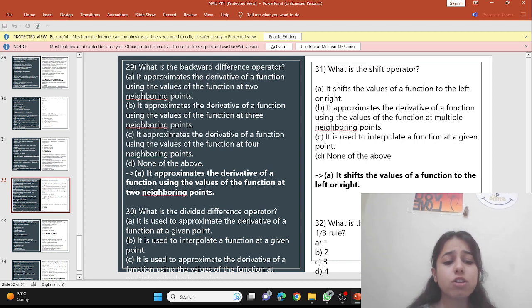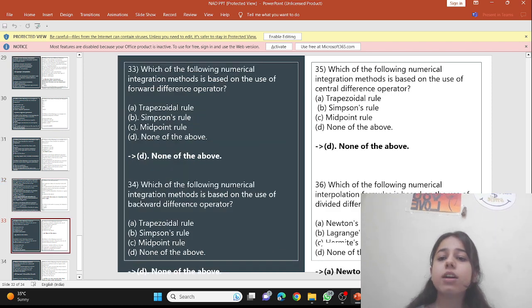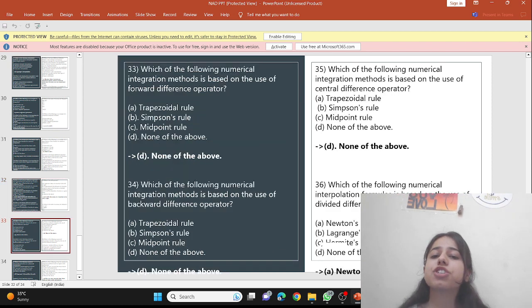32nd question: what is the order of accuracy for Simpson's 1 by 3 rule? The correct option is A, 1. 33. Which of the following numerical integration methods is based on the use of the forward difference operator? The trapezoidal rule is not used, Simpson's rule is not used, the midpoint rule is not used. So the correct option is none of the above.